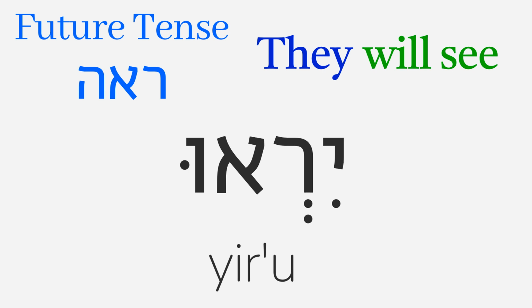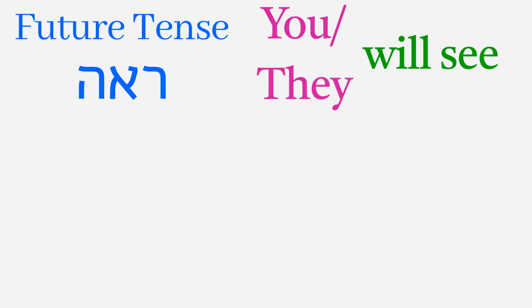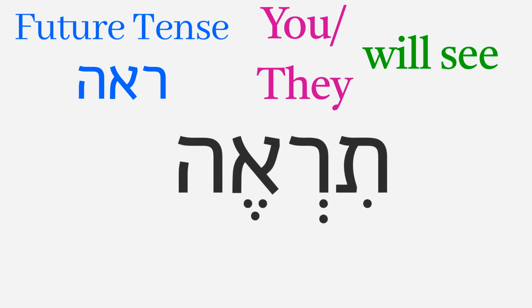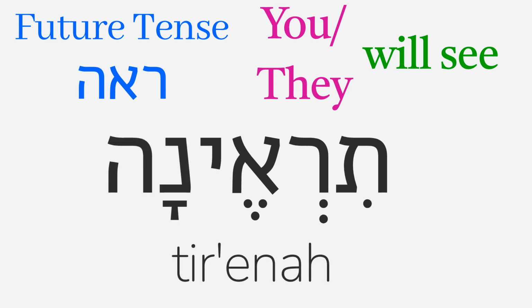Finally, we have the form sometimes used with the pronouns aten, you feminine plural, and hen, they in feminine form. This form is made from tir-e by replacing the he with a yod and then adding the expected na ending. Tir-e-na. You will see feminine plural, or they will see in feminine form.